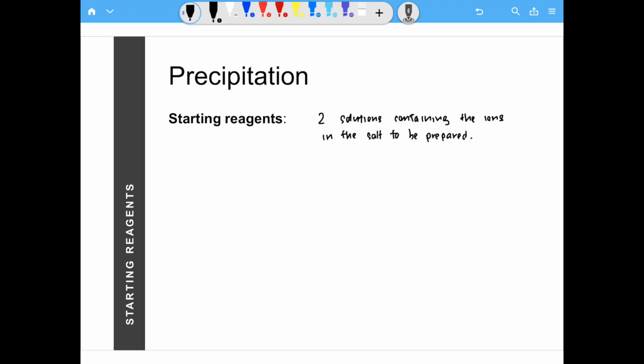Okay, so for example, if I have the insoluble salt silver chloride, I need to mix 2 solutions, one of them containing the silver ion, the other one containing the chloride ion. Now the key word in this sentence is solutions. Solutions meaning the starting reagents must be soluble in water. Both starting reagents must be soluble in water.